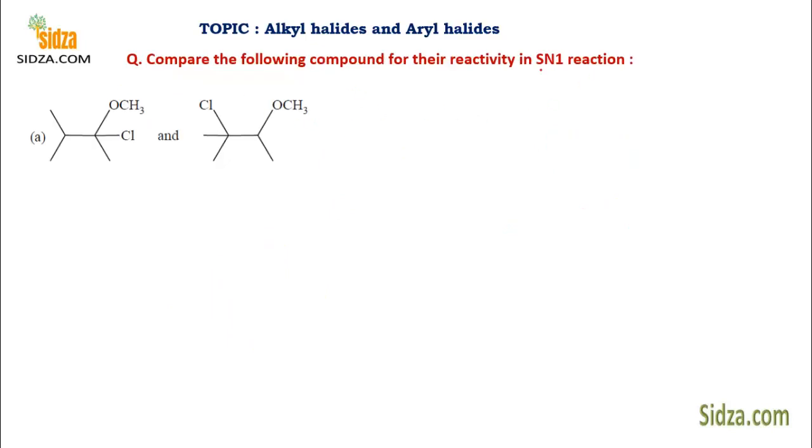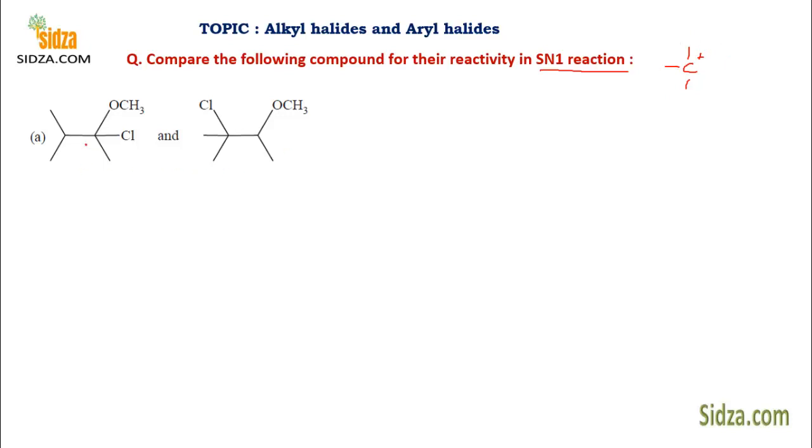Now for the SN1 reaction, we know it is the carbocation that is formed as an intermediate. We have to compare the different pairs of alkyl halides here. In every SN1 mechanism, the first step is the loss of a halogen, and then you get a carbocation. And the reactivity of the alkyl halides in SN1 basically depends on the stability of the carbocation. The more stable the carbocation formed, the more reactive the alkyl halide will be.